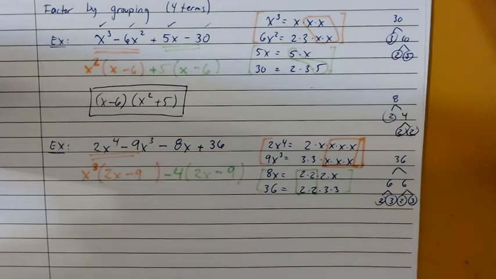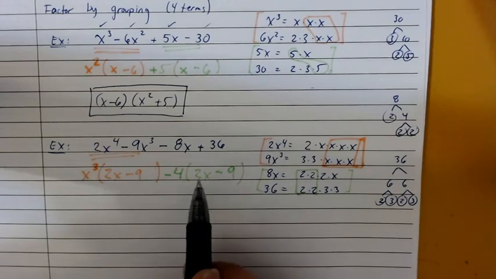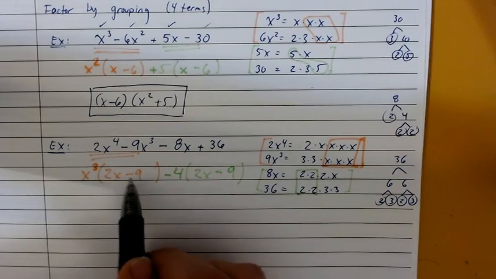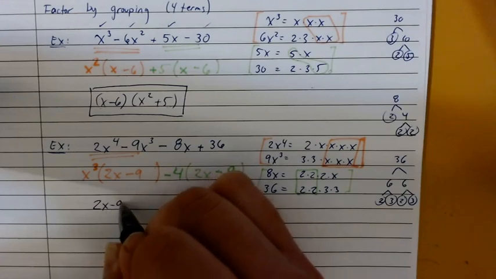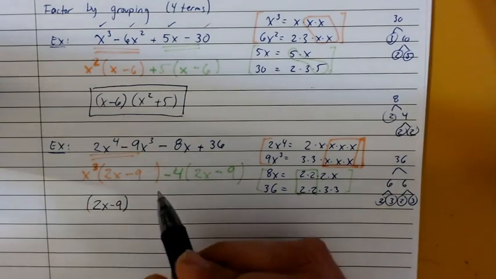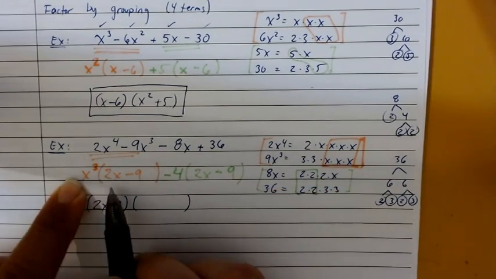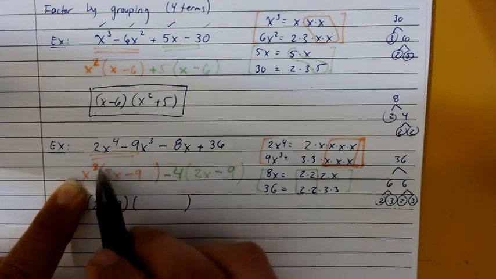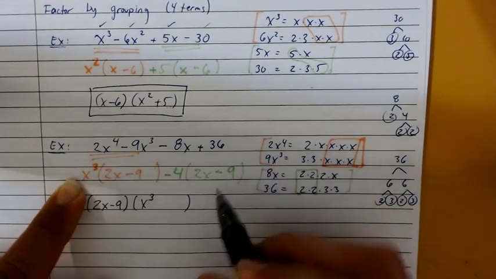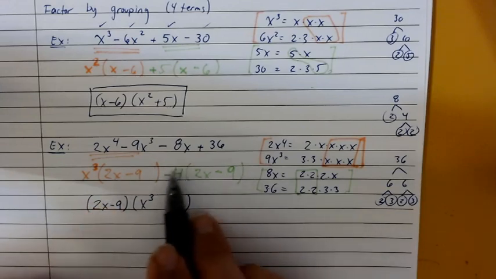So now, looking at the green and looking at the orange, I realize that I have two terms, this term in orange and this term in green, and they have something in common. They have a 2x minus 9 as a factor. So that is their common factor. We're going to write that down first. And then the remaining factor is what you get when you divide out these terms by the common factor. If you take x to the third times 2x minus 9 and divide out the 2x minus 9, you're just left with the x to the third. If you take negative 4 times 2x minus 9 and you divide out the 2x minus 9, you're just left with the minus 4.